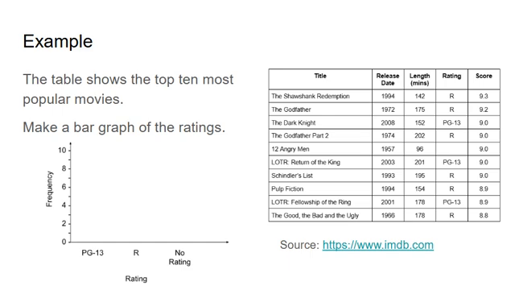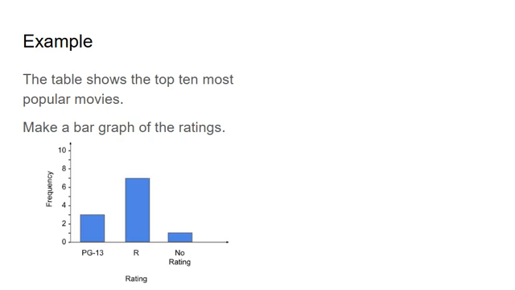We're then going to count how many times PG-13 appears and put a bar that is that high. So for instance, 3 movies are rated PG-13. So the bar above PG-13 is going to be 3 units tall. Then we're going to count how many movies are rated R, and that's going to be 7 tall. Last but not least, there is one movie with no rating, so there is going to be a bar that is 1 unit tall above no rating.